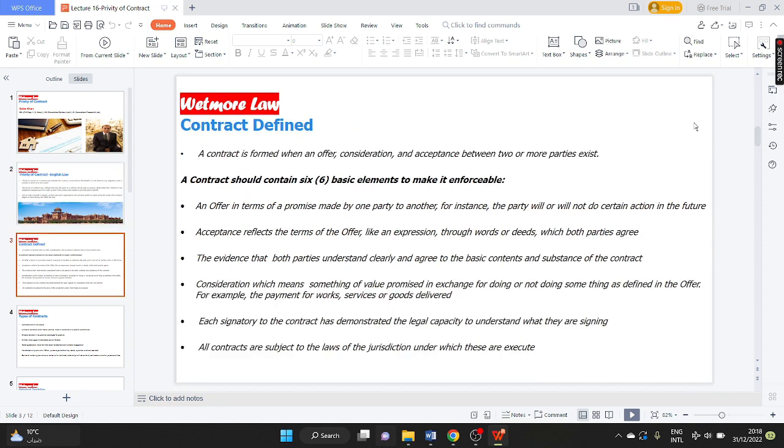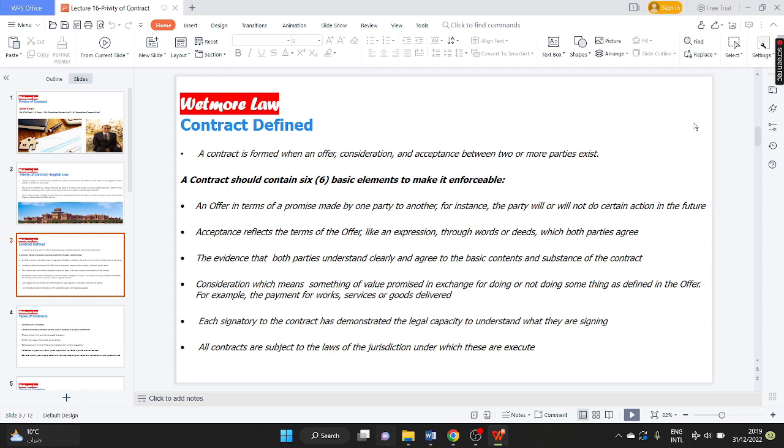Contract defined. A contract is formed when an offer, consideration, and acceptance between two or more parties exist. A contract should contain six basic elements to make it enforceable. An offer, in terms of a promise made by one party to another. For instance, the party will or will not do a certain action in the future.